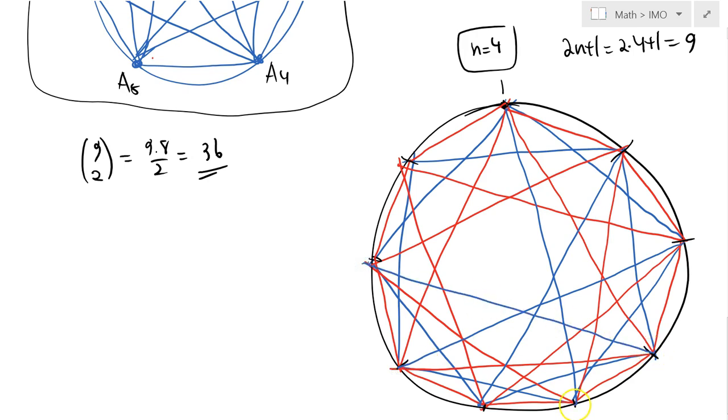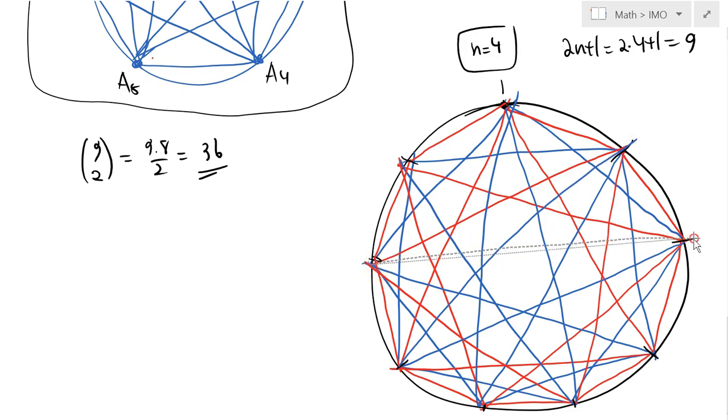4, 5, 6, 7. Okay, so it's already pretty messy picture now. 8. Oh, 8. Okay, I skipped 3. 9. And that's it. Okay, so we're in for quite a show here, right? So 2, 3, 4, 5, 6, 7, 8, 9.